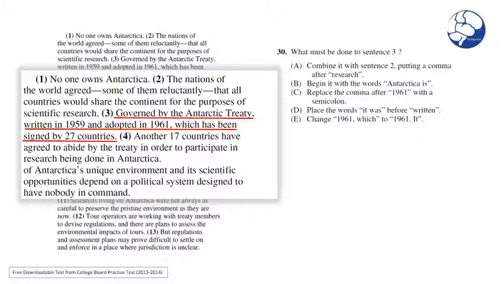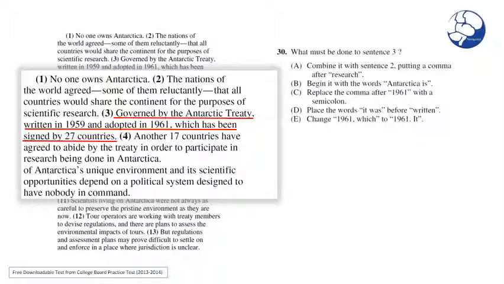Governed by the Antarctic Treaty, written in 1959 and adopted in 1961, which has been signed by 27 countries. By the looks of things, sentence 3 is a fragment. So we're looking for an answer choice that will correct this fragment. Okay, so let's go to the choices.